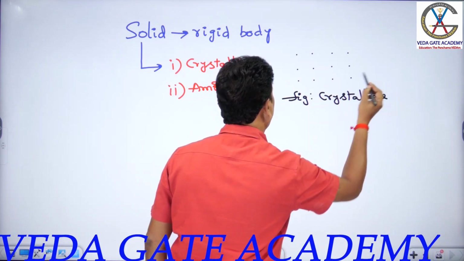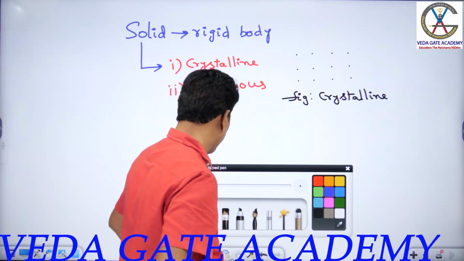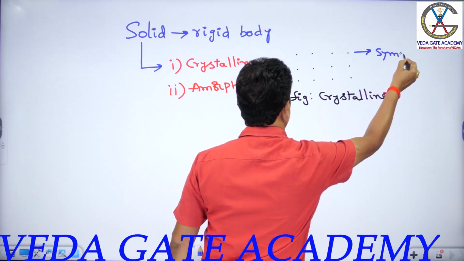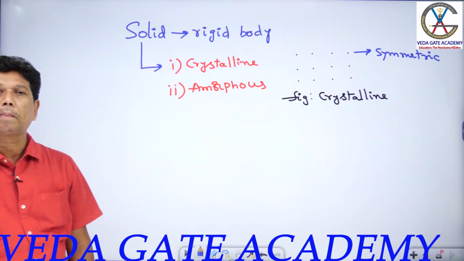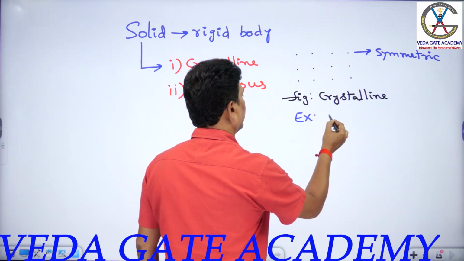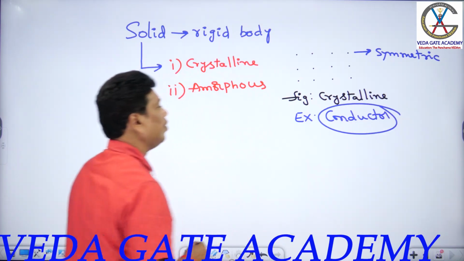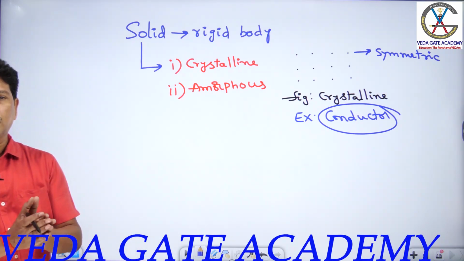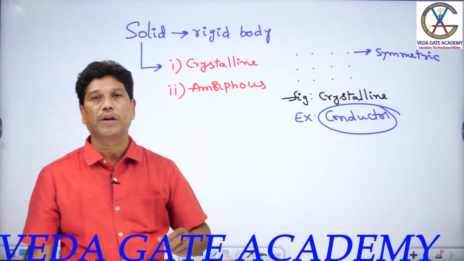So a crystalline solid has a symmetric structure. A crystalline solid has what type of structure, sir? Symmetric structure. This one has a symmetric crystal structure. The best example of a crystalline solid is conductors. A conductor is a crystalline solid, in which the atoms are placed in a symmetric manner, not in a zigzag manner.